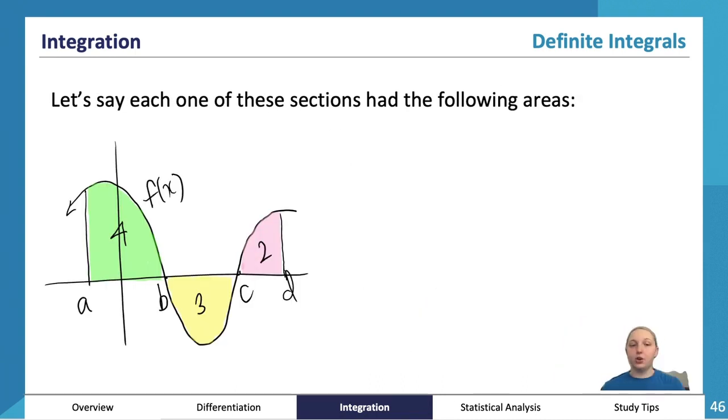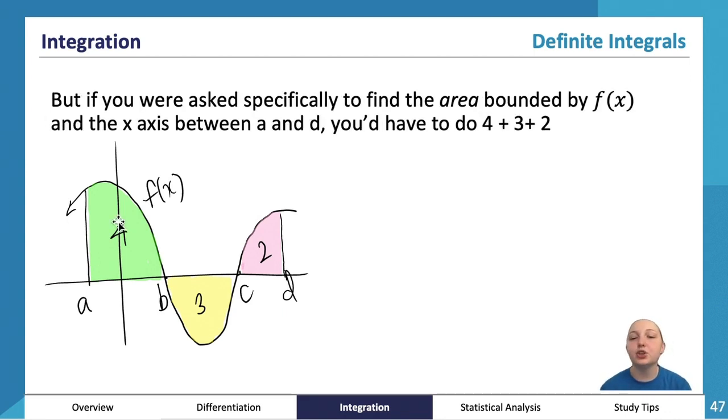To help you understand what this has to do with the definite integral, let's say that we've got this curve and this green area has an area of 4, this yellow one has an area of 3, and this pink one is going to have an area of 2. If you were asked to find the area bound by f(x) and the x-axis between the points A and D, what you would actually have to do is 4 plus 3 plus 2. However, if you were just doing this using your integral symbol, your calculator would consider your 3, your negative 3, as negative. It wouldn't account for the fact that you're trying to find area.